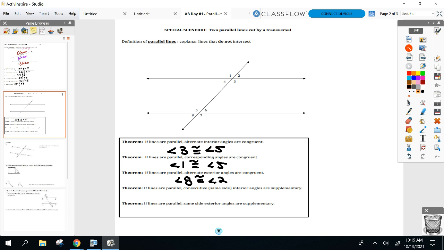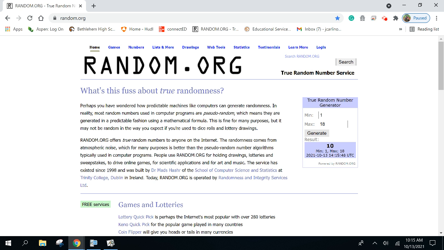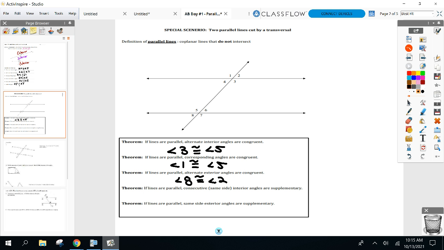One pair that's supplementary are same side interior angles. Take a look at your diagram. Same side interior. Interior tells you they're inside, same side on the transversal. Give me a pair right now that are same side interior. Josh, give me a pair. 6 and 3. Now watch, everyone. 6 and 3 are not congruent. They are supplementary. Same side interior are supplementary. So I'm just going to say angle 6 plus angle 3 equals supplementary 180. They don't equal each other. They add up to 180.